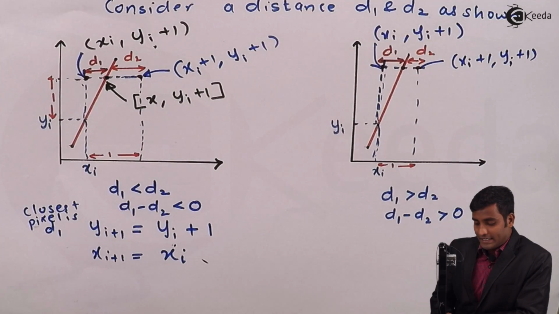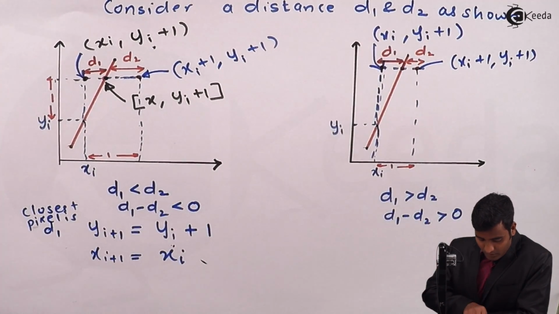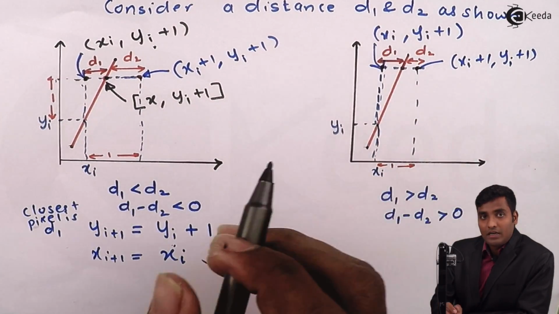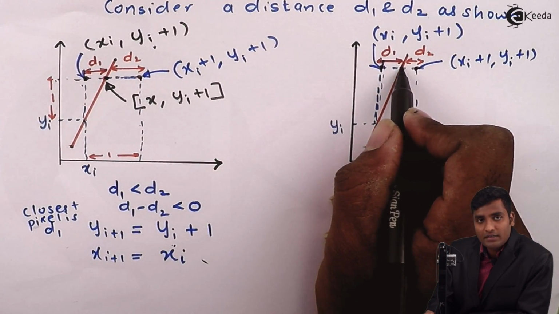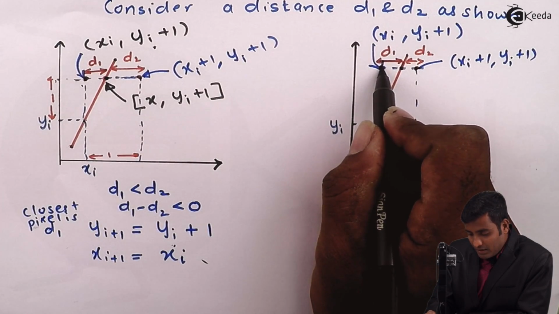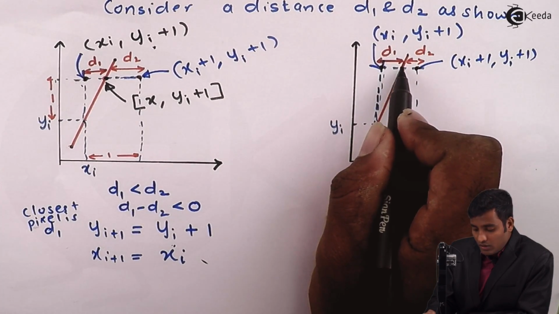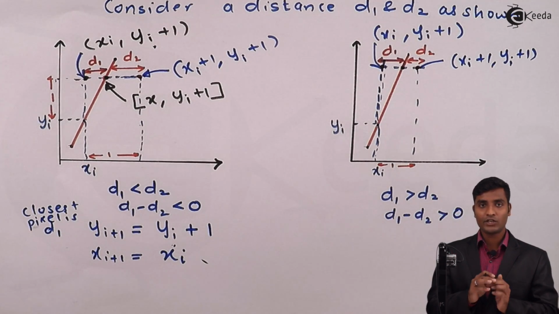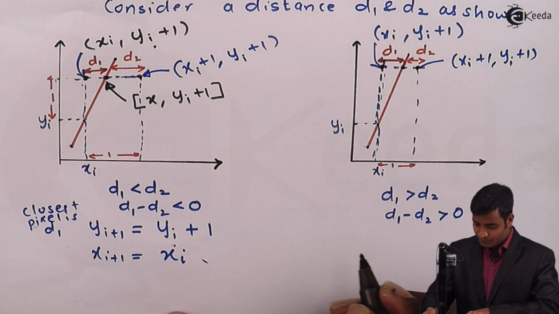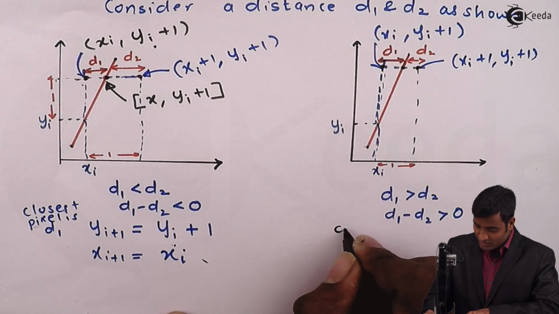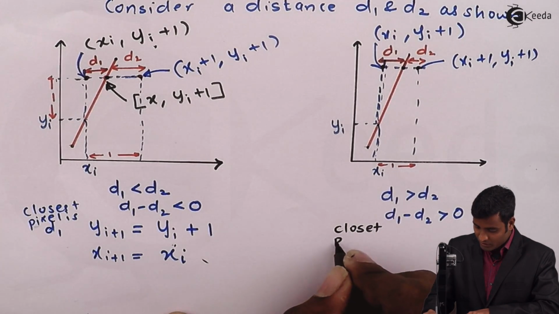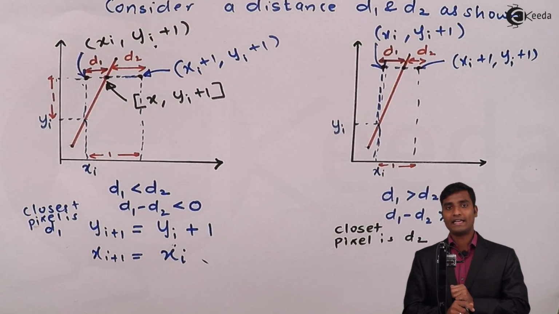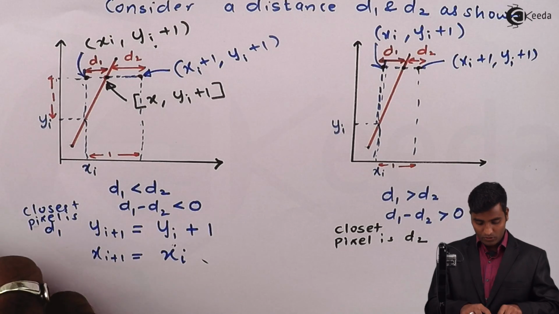From the figure, it is clear that this pixel is closest to this point that is on the line, and this pixel is farthest from this point that is on the line. So we will choose the closest pixel. So here the closest pixel is D2. So we will take the coordinates of D2.